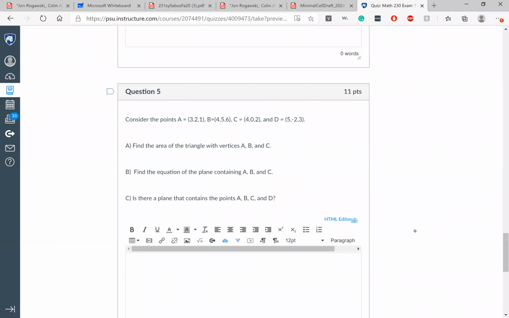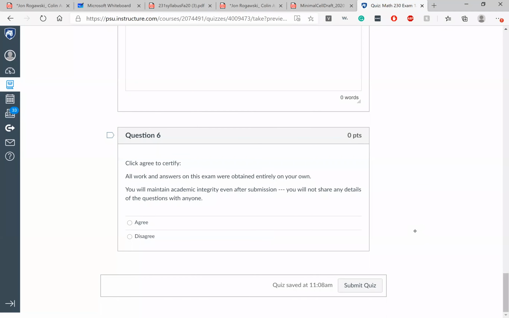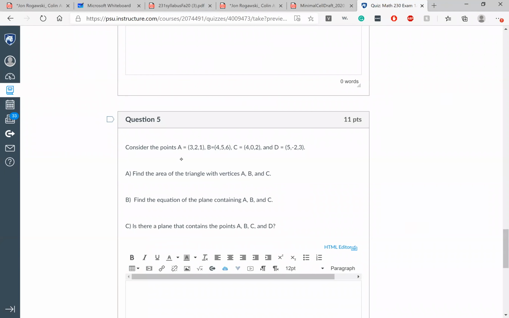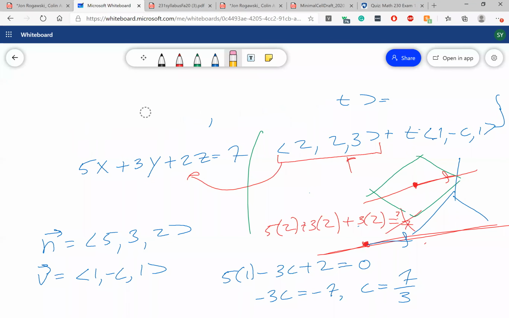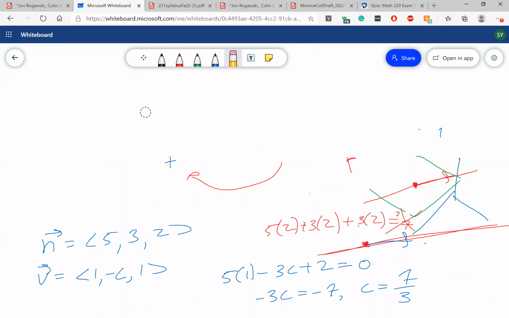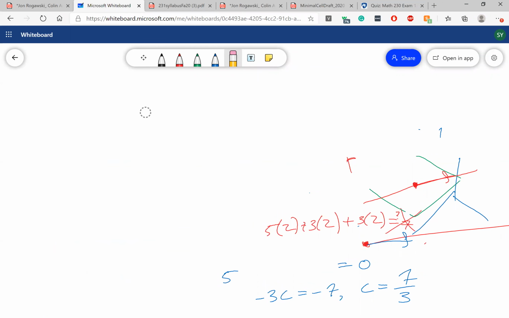So now they want us to consider the points A, B, C, and D. Find the area of the triangle ABC. Find the equation of the plane containing A, B, and C. Is there a plane that contains the points A, B, C, and D? So these first two we can basically do in one go. We just want to find the normal vector.